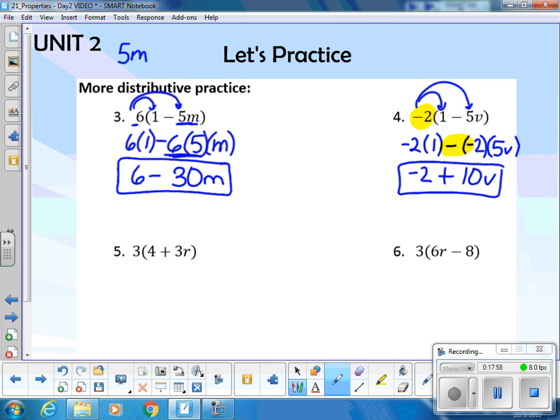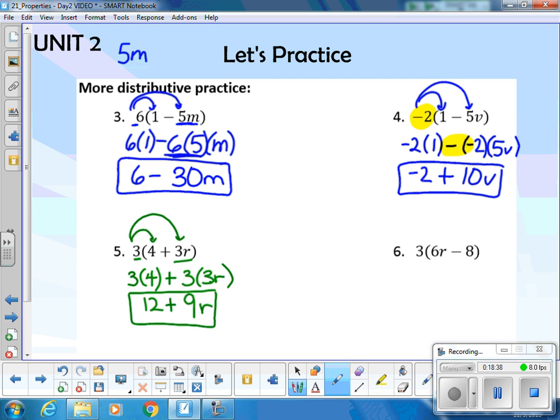Okay, so let's look at number 5. We have the 3 out here. He's hanging out. He's going to go visit the 4. So we have 3 times 4. Now the 3 is going to go visit the 3R. And we're going to multiply 3 times 4 is 12, plus 3 times 3 is 9. Do not write 6. That's addition. We're multiplying. And the R is going to tag along.